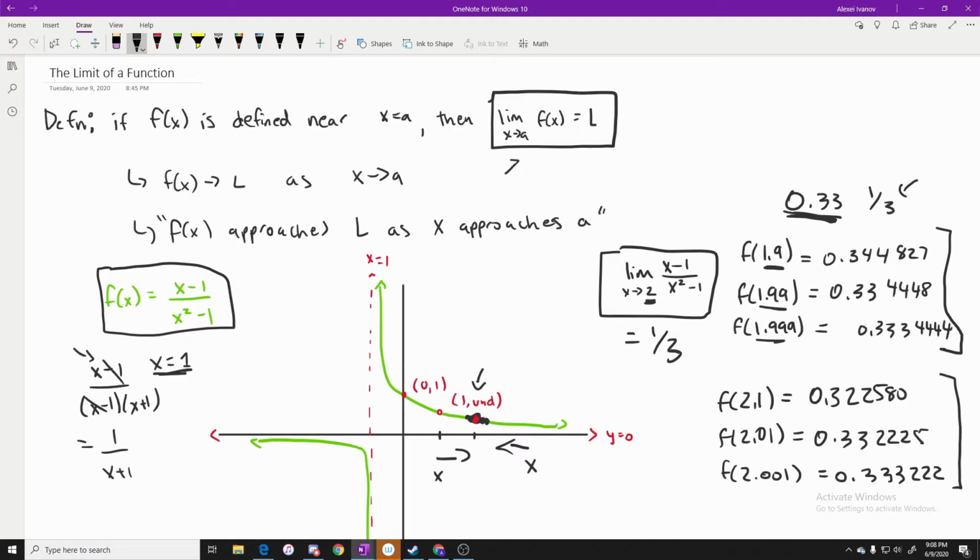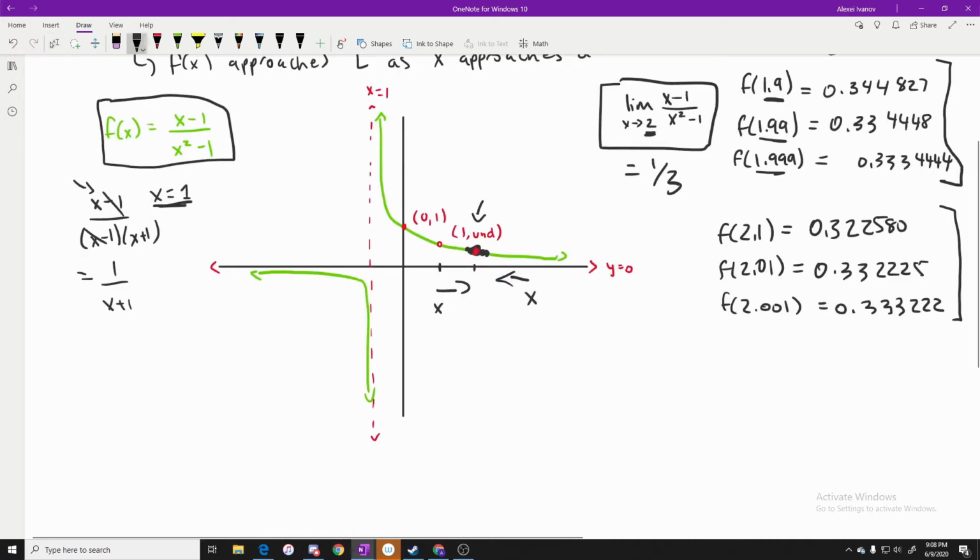It was worded that if f of x is defined near x equals a. So now if we take a look at a point like 1 and undefined, which is right here, we can still compute the limit of the function as x approaches 1, even if the point is missing here. So let's go ahead and do that.